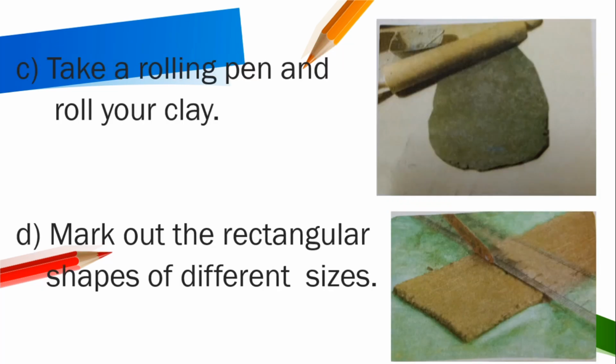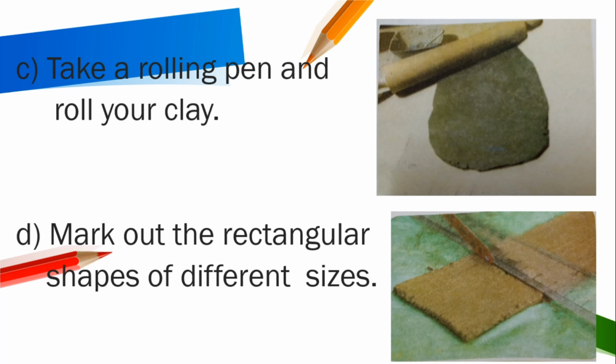Then after that, we have C. What is C saying? Read. Take a rolling pin and roll your clay. A rolling pin. It is just an error there, pen. It's supposed to be pin, and the spelling for rolling pin is P-I-N. Are we together? Yes. Then you roll your clay. You can see there's a rolling pin there and a piece of clay for rolling.